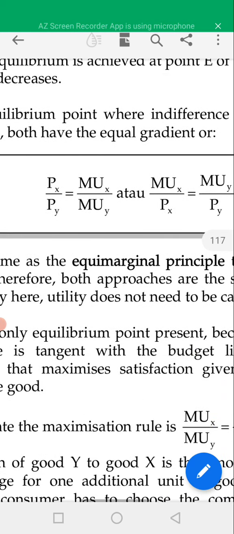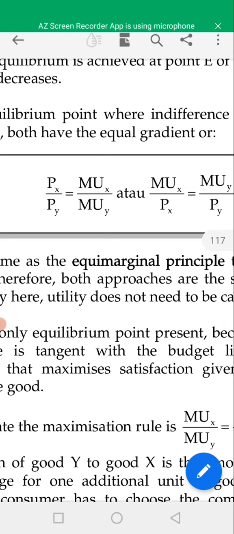So if you have good x and good y, you get the price of the one which is on the horizontal axis divided by the price of the one on the y-axis. So when you divide those two, you get what is known as the gradient of the budget line. So now what is here is that the slope of the budget line must be equal to MUX over MUY. Now MUX over MUY is what we call the marginal rate of substitution, which is the slope of the indifference curve. Okay, so MUX over MUY is the slope of the indifference curve, whereas PX over PY is simply the price of X and the price of Y.